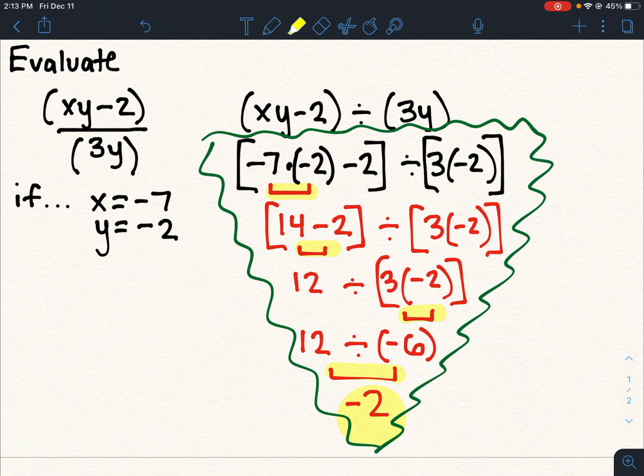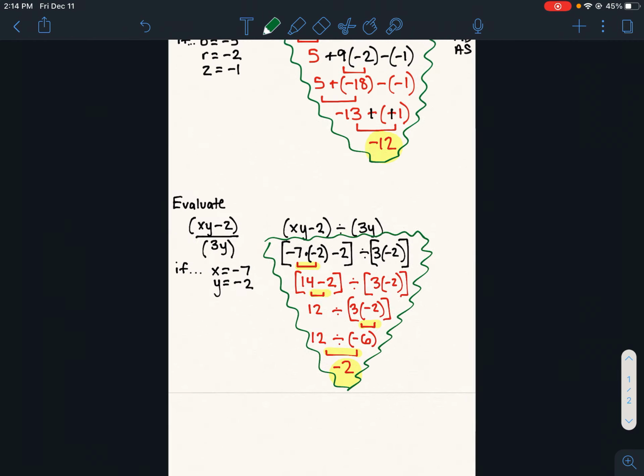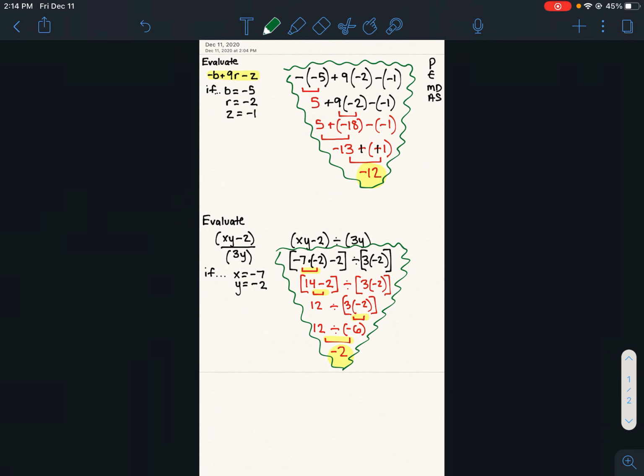Your work should look like this. Notice how there's no equal signs. I'm not writing an equal sign. I'm evaluating the expression from top to bottom. Okay, on today's classwork, you should solve your problems just like this, and they're going to make upside down Christmas trees.